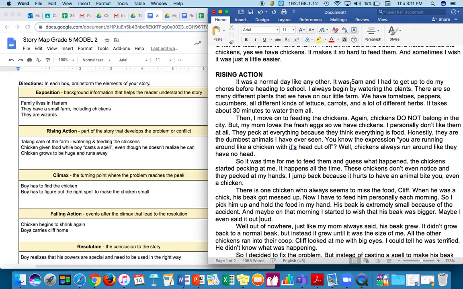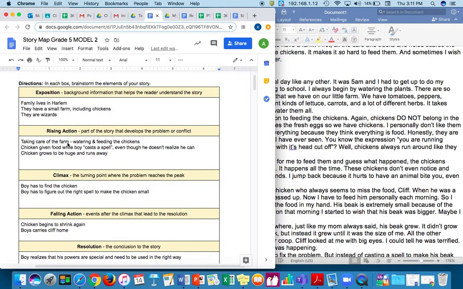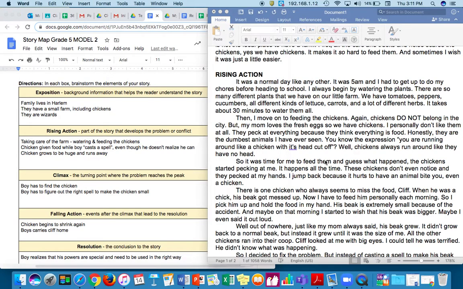You can see that I added in some details like time. It was a normal day like any other. It was 5 a.m. and I just got up to do my chores before heading to school. That's how I explain that the chores are watering and feeding the chickens.